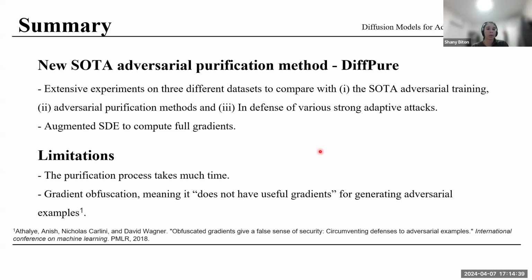While studying this paper, I found that, as I said multiple times, gradient obfuscation is something that is very associated with adversarial purification methods because of the randomness that is present in those models. So those gradients are not giving any useful information in creating adversarial examples. And this can lead to a false sense of security, as the paper that I took it from talks about, where the robustness might not actually be good.